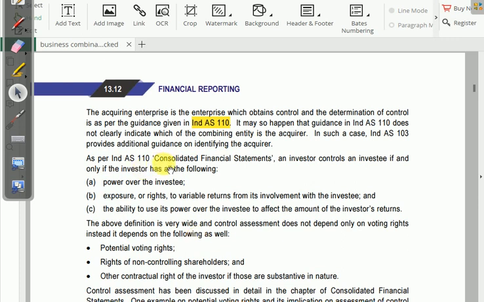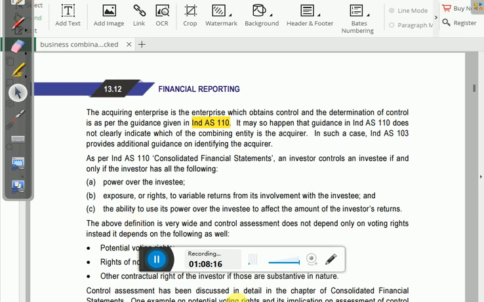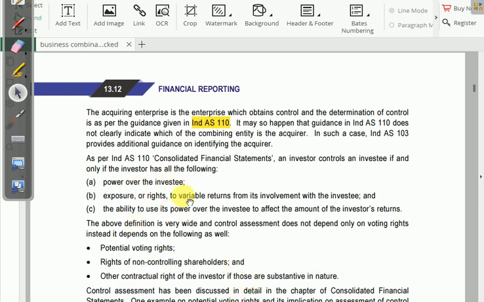As per Ind AS 110, consolidated financial statements, an investor controls an investee if and only if the investor has all of the following. आपको देखना है कि इन्वेस्टर जो होता है अक्वायरर, उसके पास ये तीन चीज़ होती है, तभी वो अक्वायरर कहलाता है. इन्वेस्टर को अक्वायरर बनने के लिए ये चीज़ चाहिए.